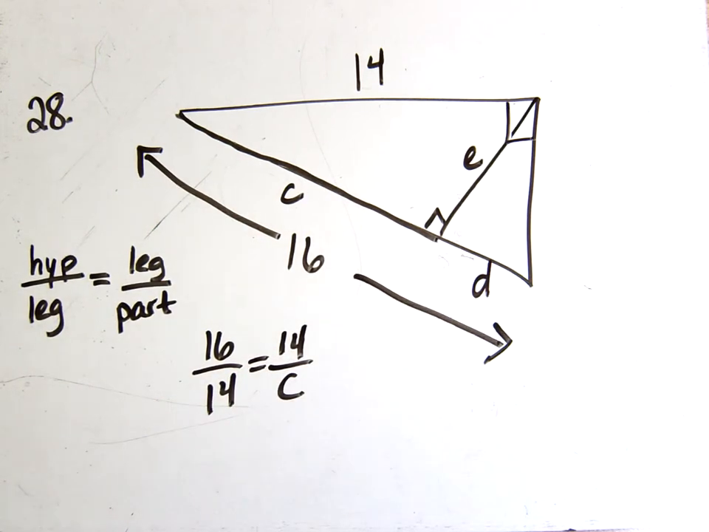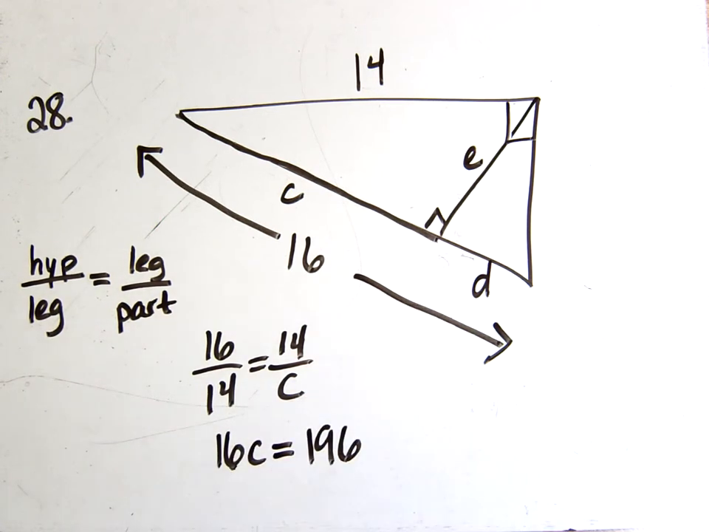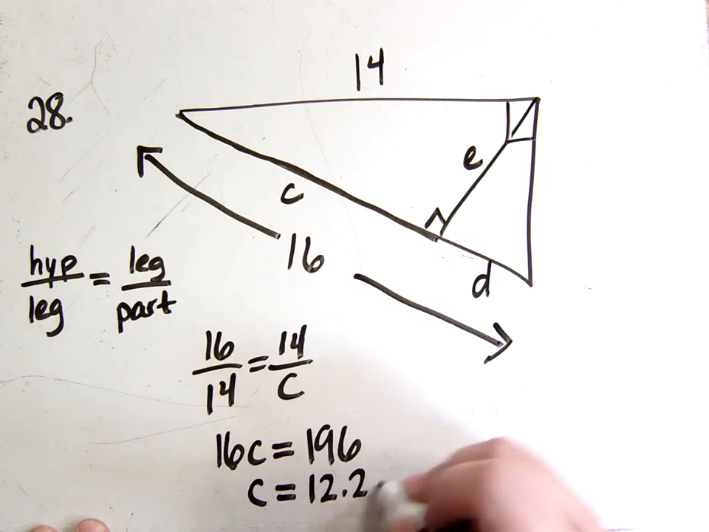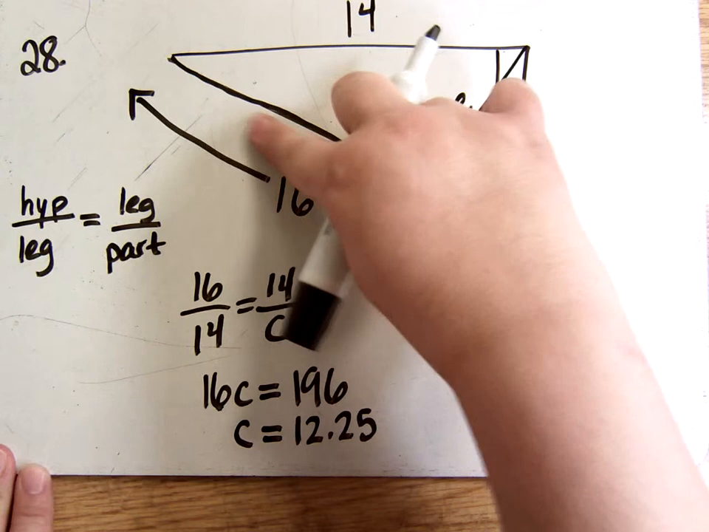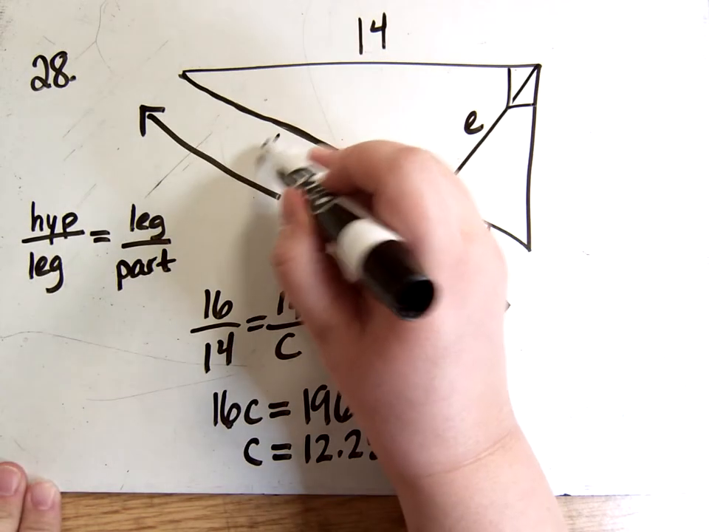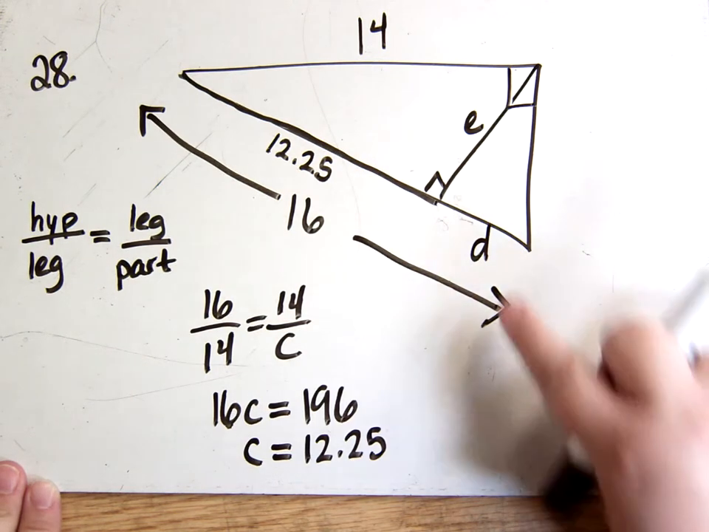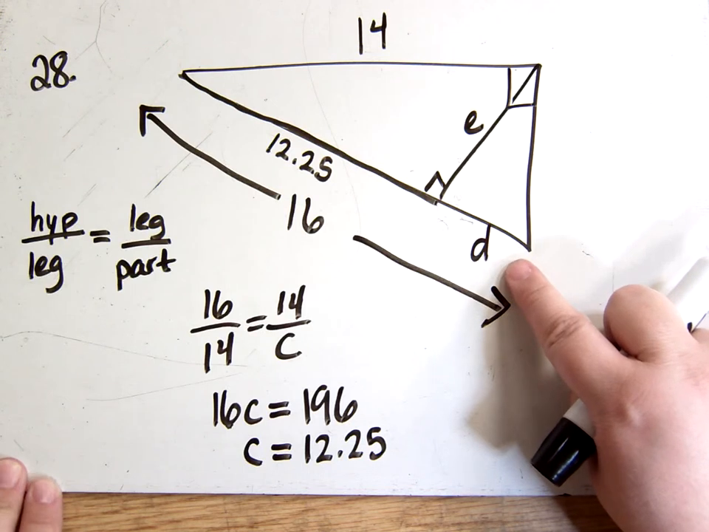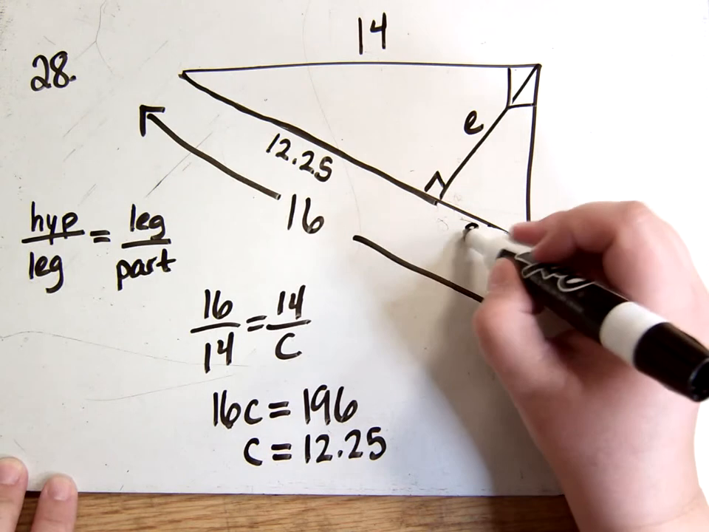Okay, and 14 squared is 196, so I get 16C equals 196. 196 divided by 16 is 12.25. And because I'm going to be doing some calculations with this, I'm going to go ahead and go with that decimal. Okay, so C is 12.25. Well, now that I have that, I can find D, because I know that 12.25 plus D equals 16. So 16 minus 12.25 gives me 3.75 for D.